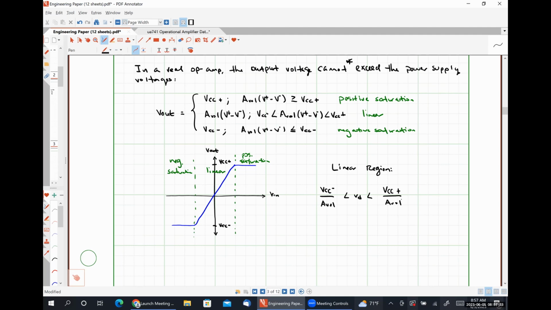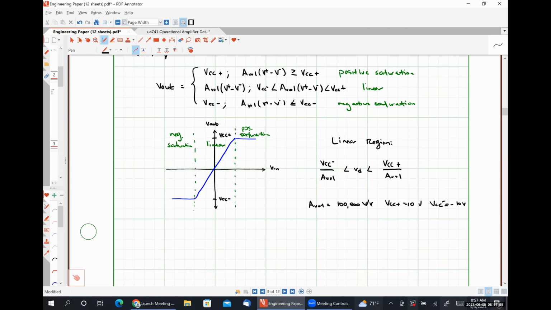So for the amplifier that we've described above, where AVOL was equal to 100,000 volts per volt, VCC plus was 10 volts, and VCC minus was negative 10 volts, we would actually wind up having a linear range of plus or minus 100 microvolts, meaning it only actually amplifies the input signal when the differential input signal is between negative 100 microvolts and positive 100 microvolts. In our next class meeting, we are going to talk about how this very small linear range is actually used for special types of op-amp circuits.